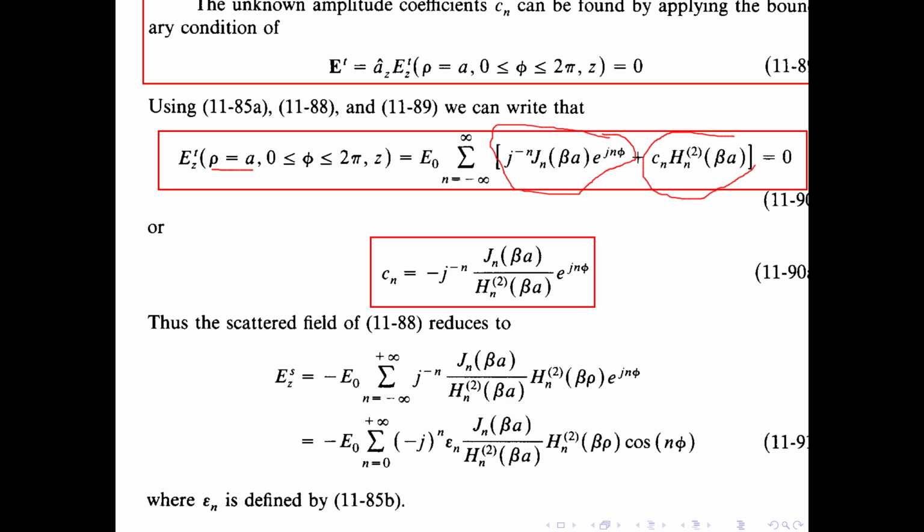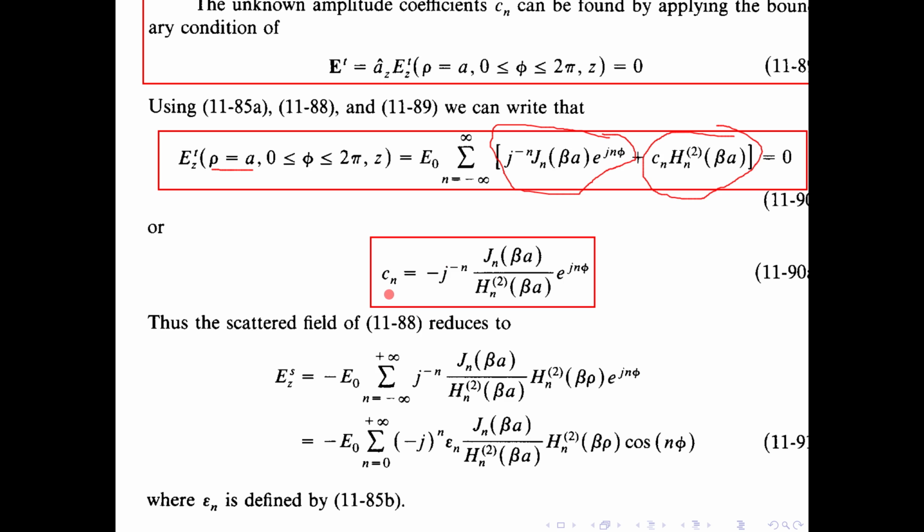for the incident field, we already know the cylindrical wave expansion, which is given by the wave transformation, and for the scatter field, we have a linear combination of cylindrical harmonics with outward propagation, that is the Hankel functions of the second kind, with unknown coefficients Cn. Here we can isolate the unknown coefficients Cn, and we obtain that they must be equal to this formula for the boundary condition to be true.